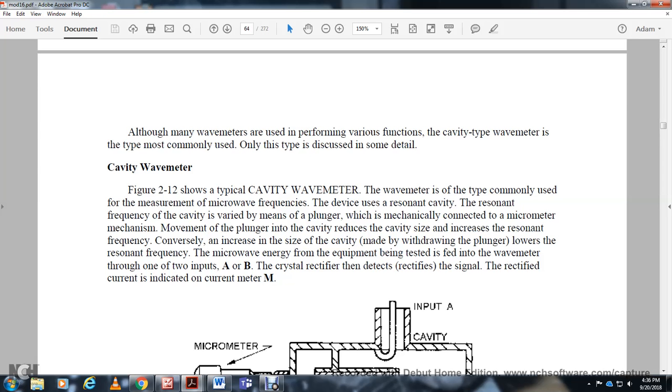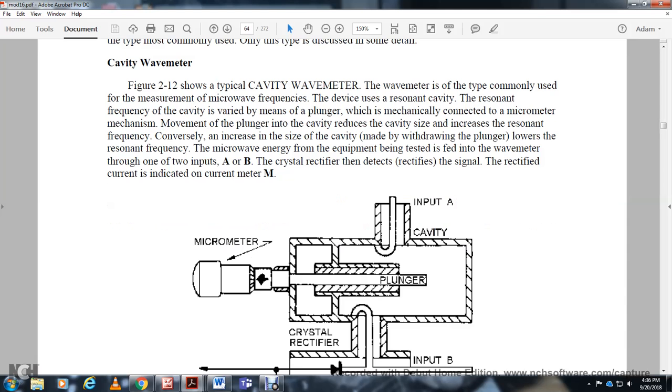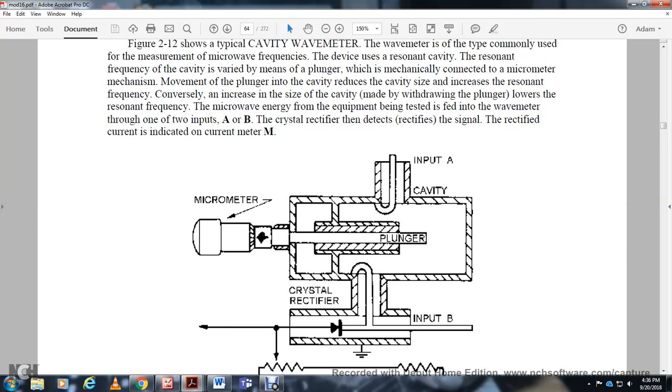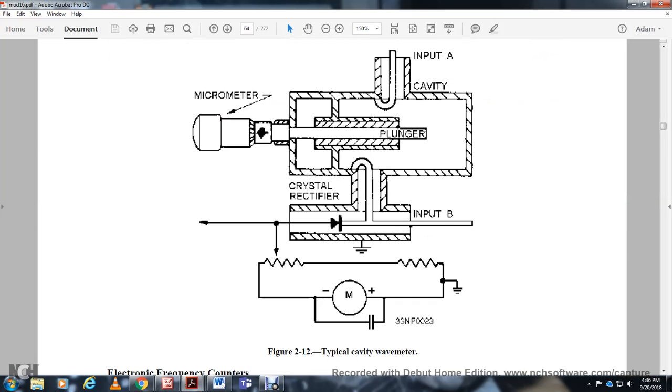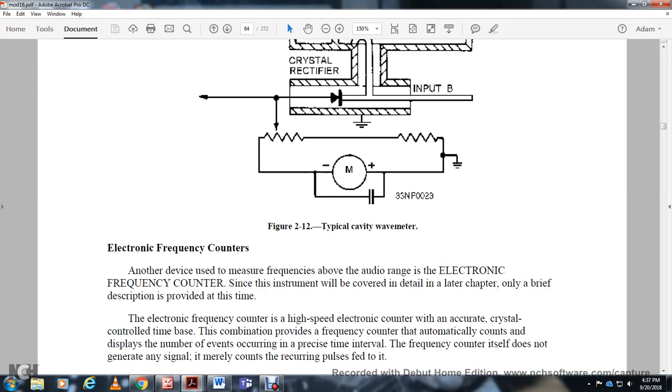Microwave energy from the equipment being tested is fed to the wave meter from inputs 1 and 2, A and B. The crystal rectifies the signal, and the rectified current is indicated on the current meter M. So the micrometer is at input A for the cavity plunger, and the crystal rectifier is at input B, with resistor 1 and resistor 2. This is also grounded, with the meter's negative terminal and the negative capacitor outside grounded.